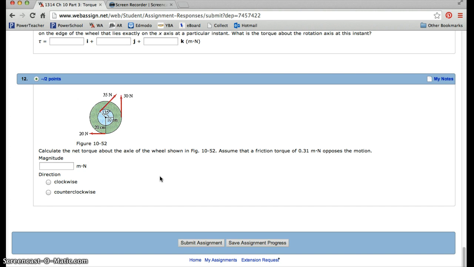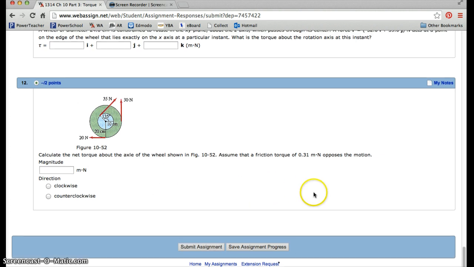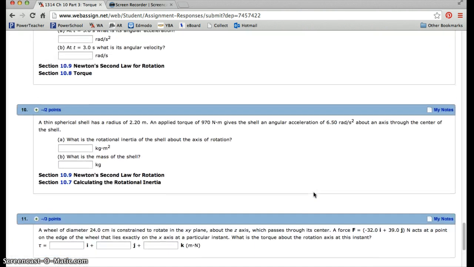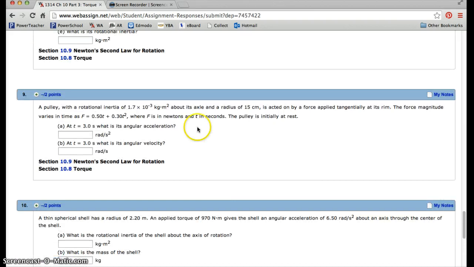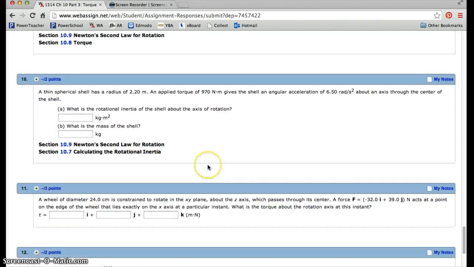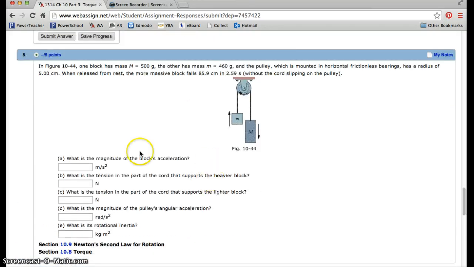So now you have all the tools you need to make an honest attempt at most of this WebAssign before I see you tomorrow. The only one that I haven't shown you how to do yet is number 11 and number 9 with the calculus and the cross product. And again, number 8 is a little bit labor intensive, but you certainly can set it up. See you tomorrow.